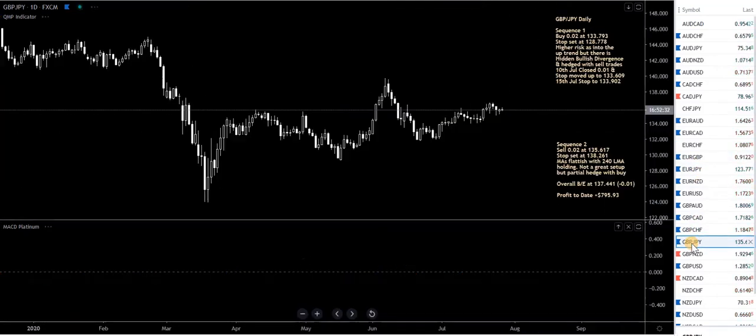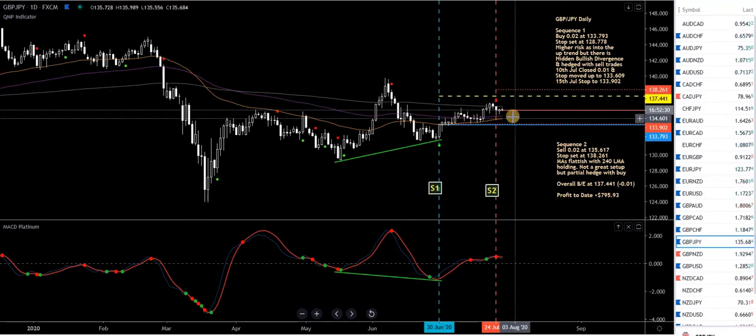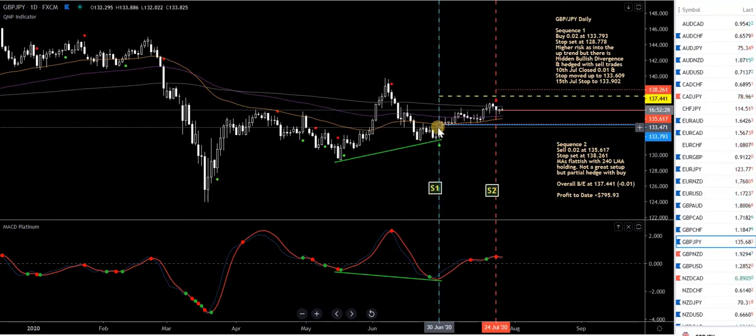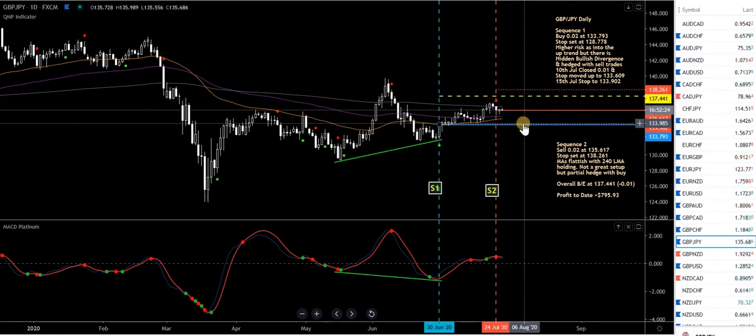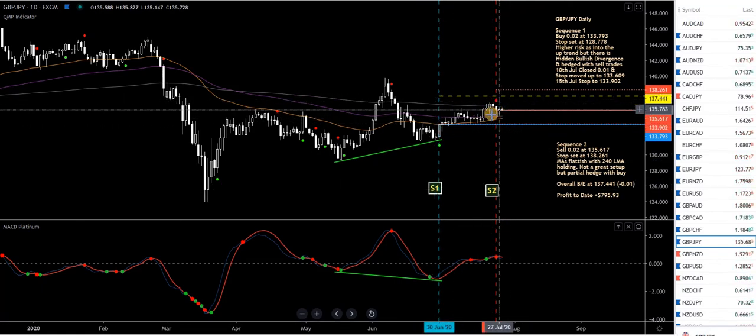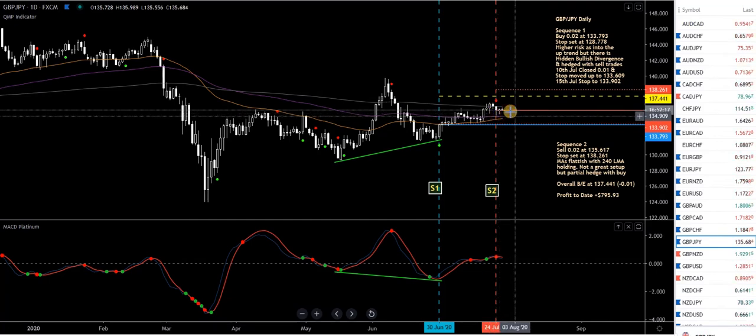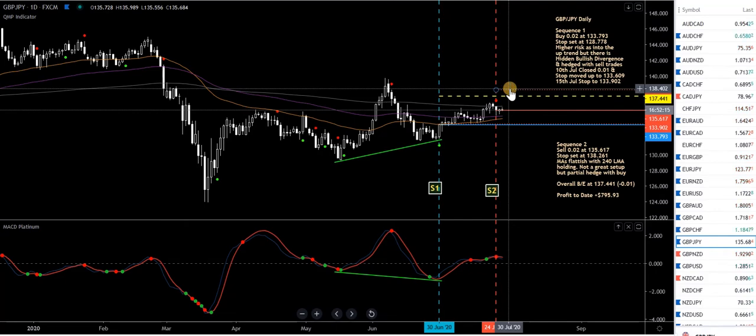Pound yen, I'm in a buy here, which is good. So that's a standalone. It's got a stop in place just above the entry level, which is great. Took a sell in here, and that's going nowhere fast. But with the entry level, there's a stop for the sell there.